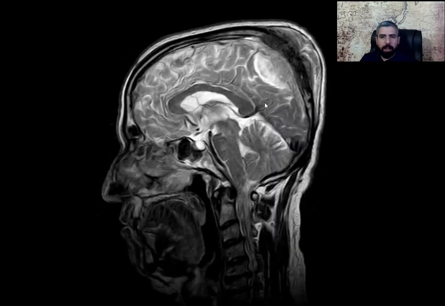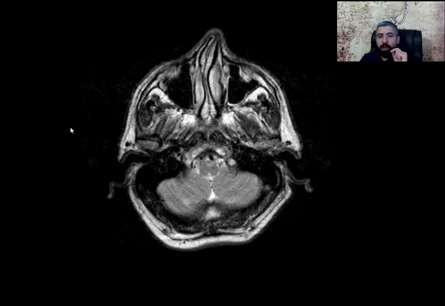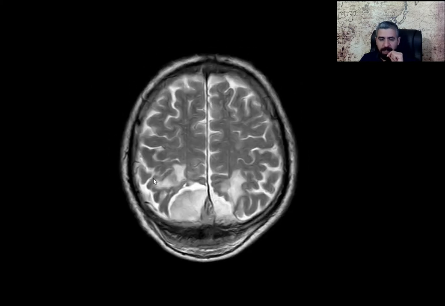So first of all, we need to determine whether this lesion is intra-axial or extra-axial. Whenever there is any lesion related to the brain or surrounding structures, the first thing you need to do is determine whether it is intra-axial or extra-axial. Definitely this is an extra-axial lesion. What are the signs that help us determine that? That it's arising not from brain parenchyma but from adjacent tissues.